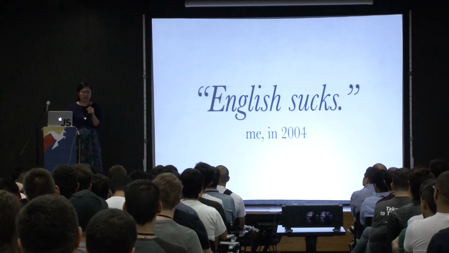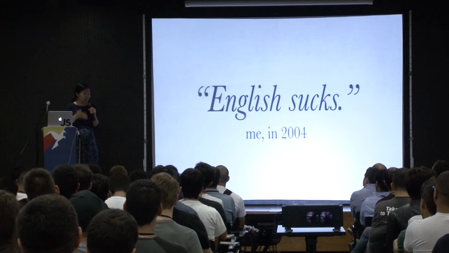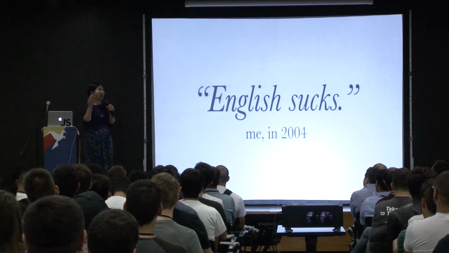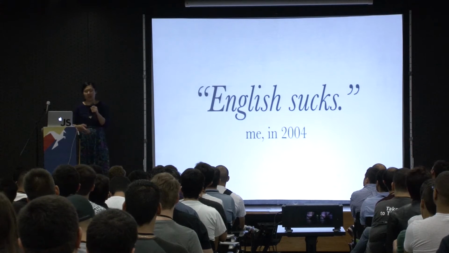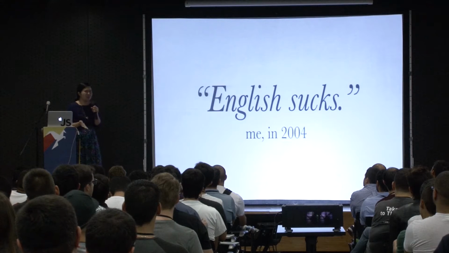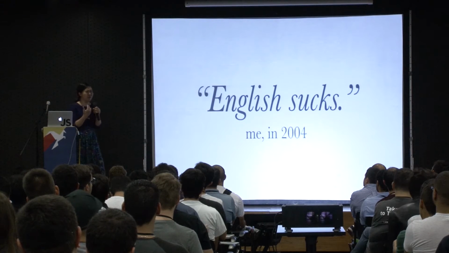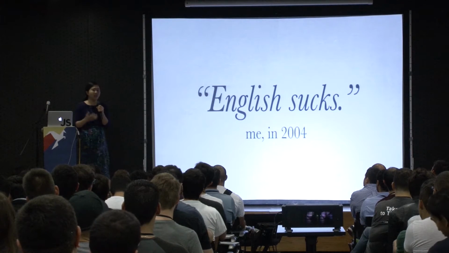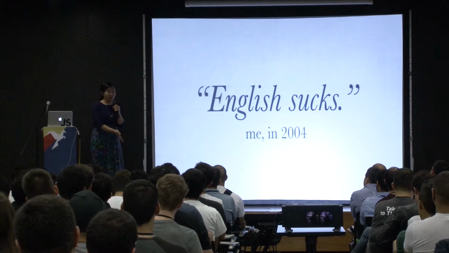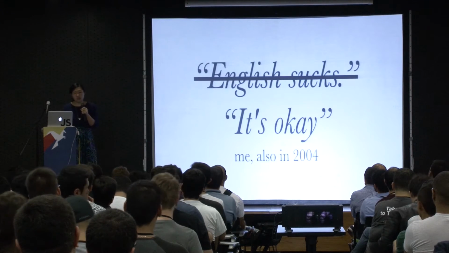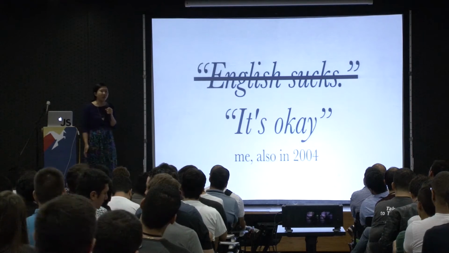So I did. I went into an English as a second language program at a university that had a campus in Tokyo. That was American University. I studied it for six months. I got a decent score. I was never fluent yet, but I got a decent score to be enrolled in undergrad. So in 2004, I was also like, it's kind of okay.